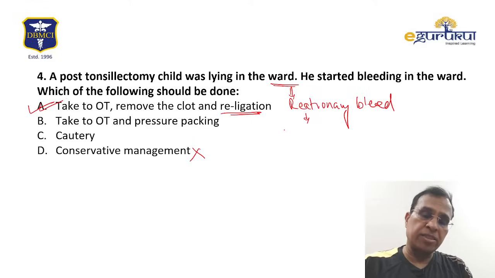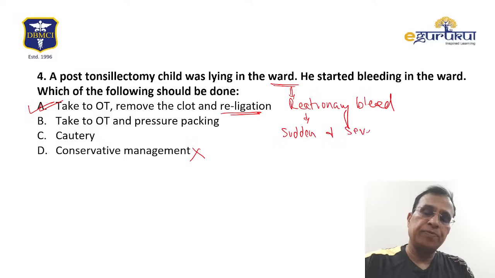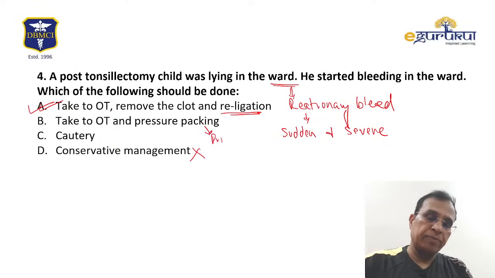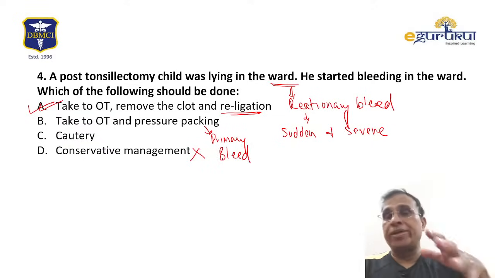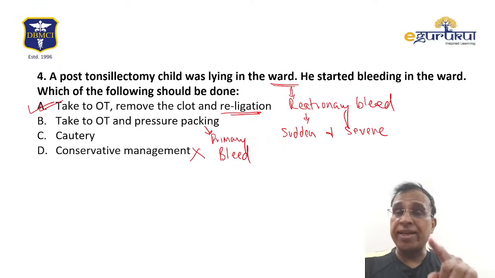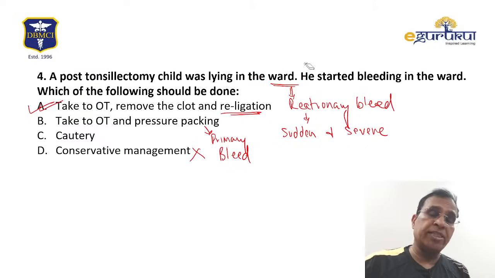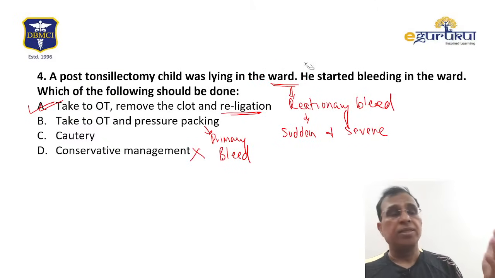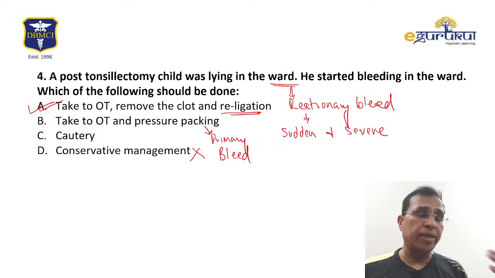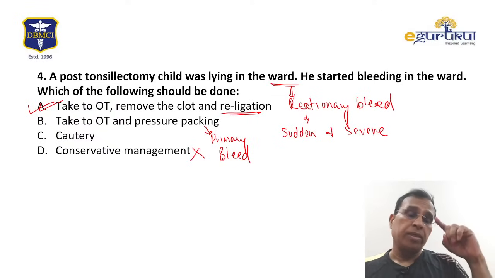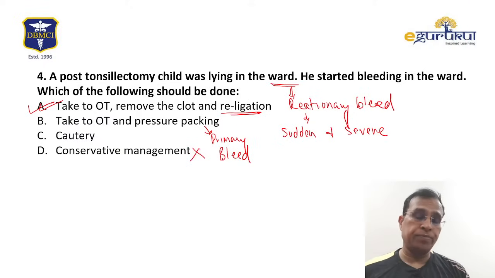Reactionary bleeding is sudden and severe. Packing is done for primary bleeding. So Firoz Ali Khan, if I am pronouncing your name correctly, B is the correct answer if it is primary bleeding, because the patient is already in the ward. That tells you that surgery is over. After surgery, the bleeding is reactionary bleeding. So this is a case of reactionary bleeding, and in reactionary bleeding, religation is done, not packing.